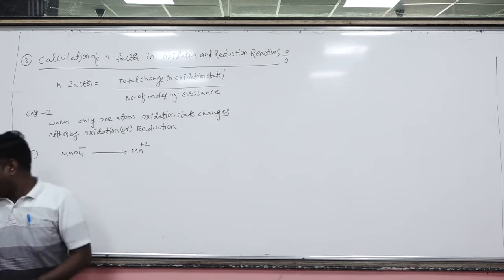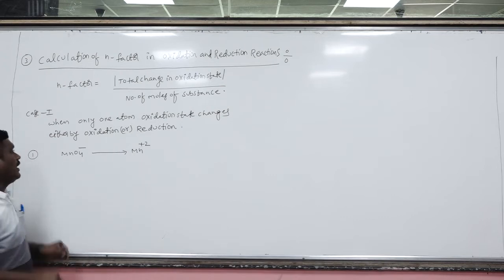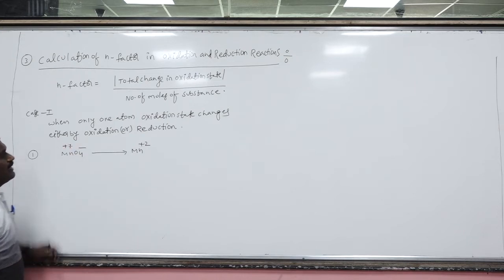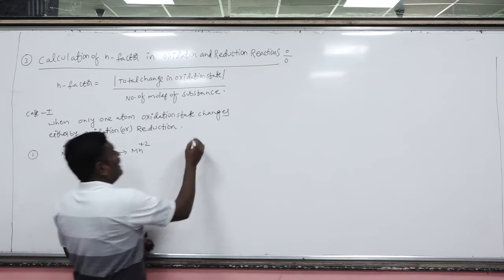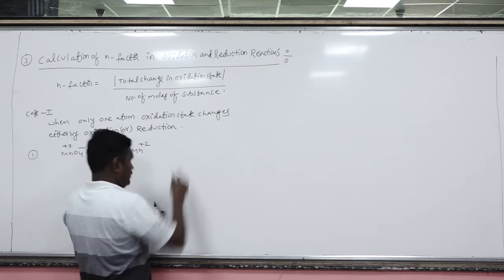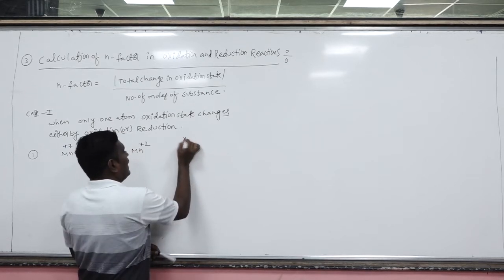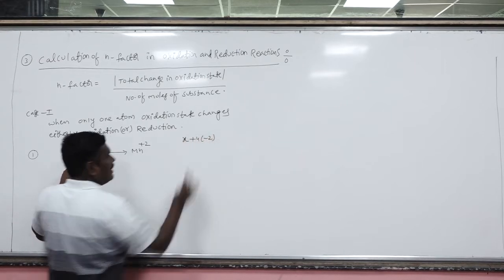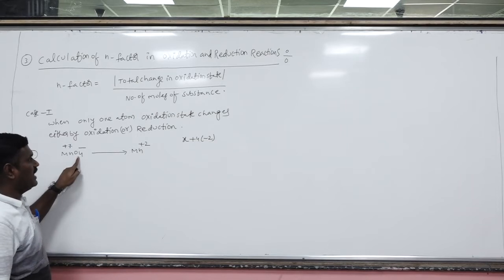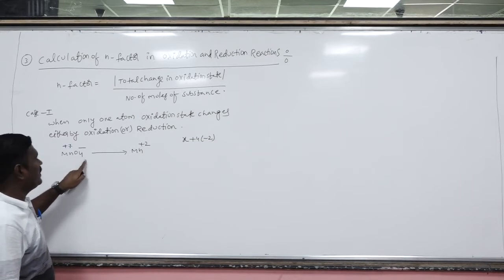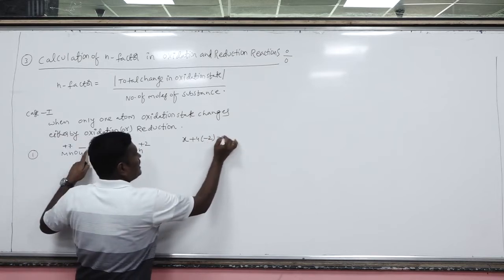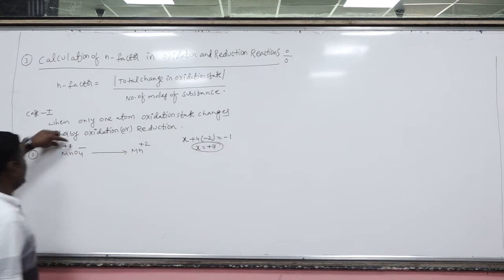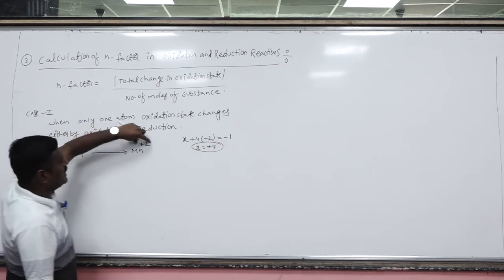Here we have to know how to calculate the oxidation states. Now here the manganese oxidation number is plus 7. How to calculate the oxidation state of manganese? Let's suppose the manganese oxidation state is X. We know the common oxidation state of oxygen is minus 2. So total oxygens are 4, so 4 into minus 2 will be equal to the net charge on the species. So the X value you will get is plus 7. So the manganese oxidation number is plus 7, and it is changing into plus 2.